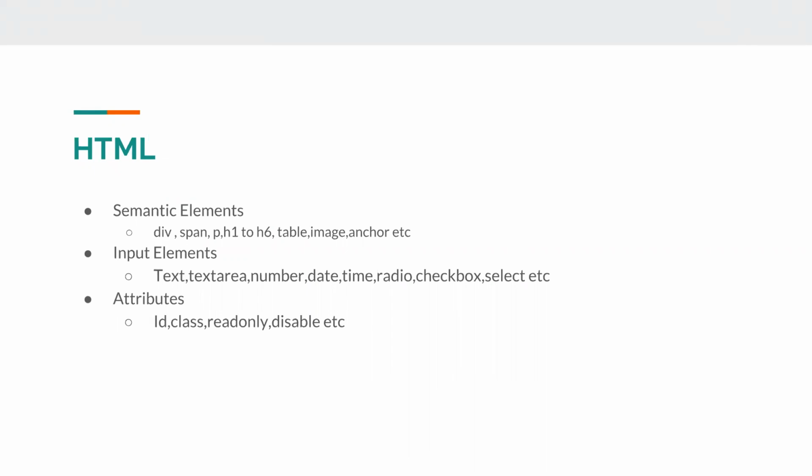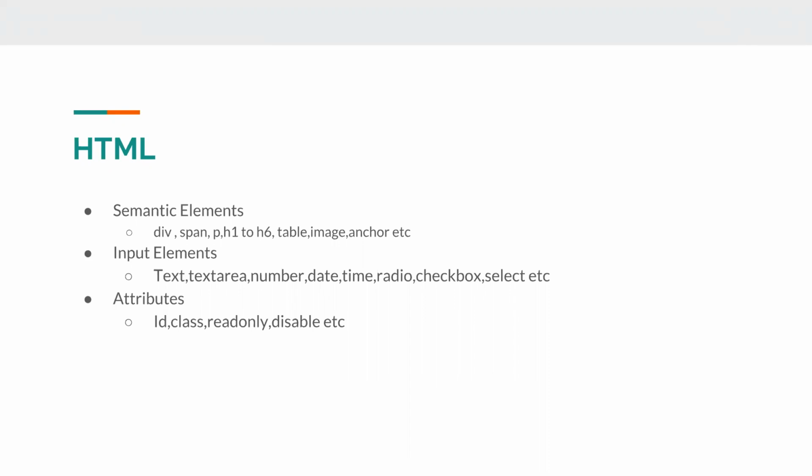On HTML, the prerequisite we are going to cover is semantics. HTML has broadly two kinds of categorization of elements. One is semantic elements, another is input elements. What are semantic elements? Elements like div, span, paragraph, h1, where the end user cannot interact or enter a value, are called semantic elements. What are input elements? Input elements are the ones where the end user can interact with the values, like text box, text area, number, date time, radio button, checkbox. These are the controls where the end user can interact, so these are called input elements.